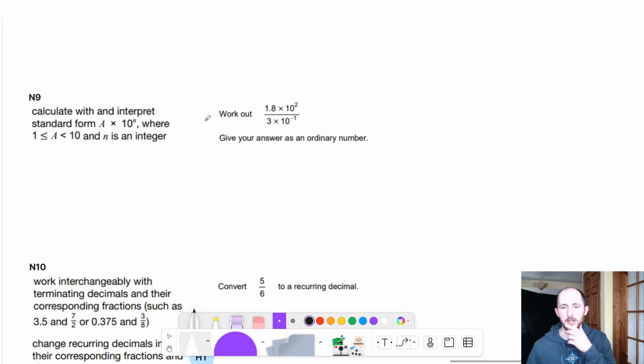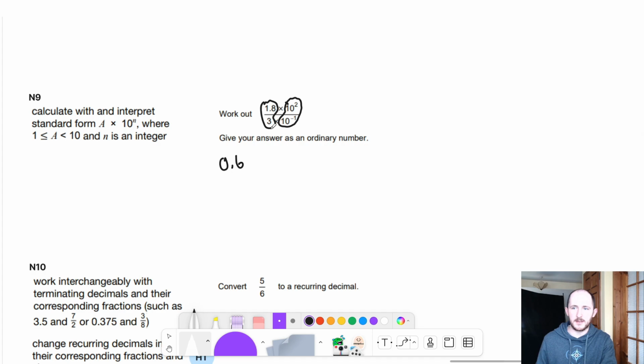With part 9, you need to be able to use standard form, again, higher and foundation, and you need to also be able to calculate with them. So something like this. So again, this is probably going to be a non-calculator topic. So how do you do a division such as this? Well, with timesing, adding, timesing and dividing especially, all you do is you divide or times the beginning number and then divide or times the times 10 part together. So 1.8 divided by 3 is 0.6.